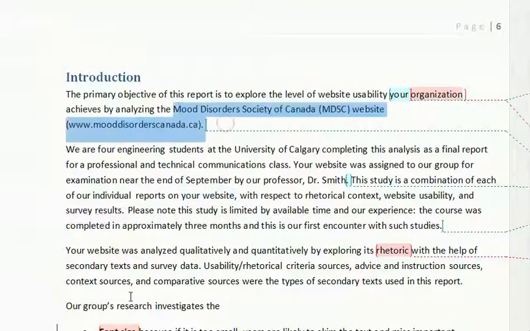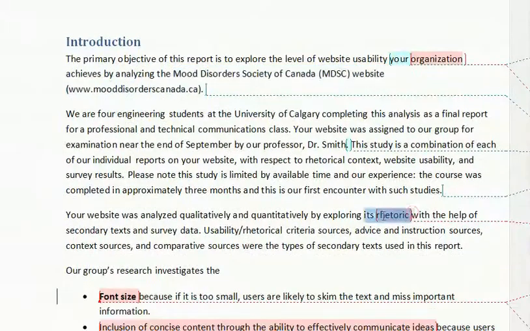And this is what we're also looking for, is citation of the website as a whole using APA like this, and introducing any acronym that you might be using throughout your report. General terms like rhetoric and usability can be explained and defined with or without citations of sources.